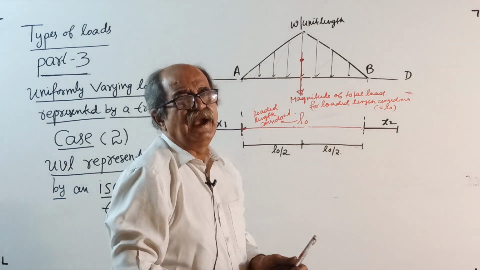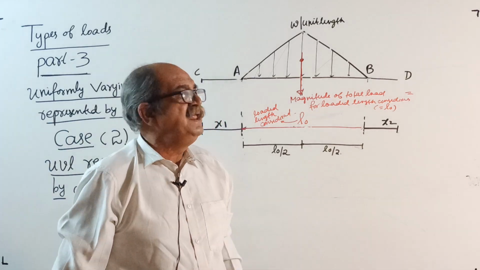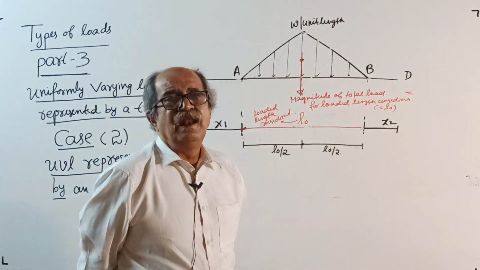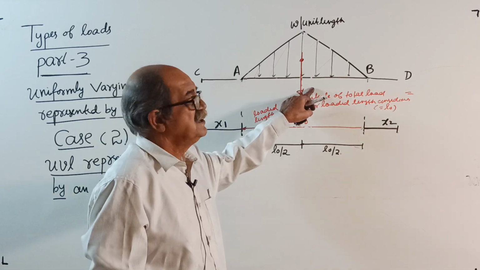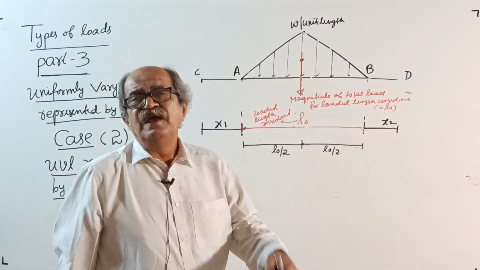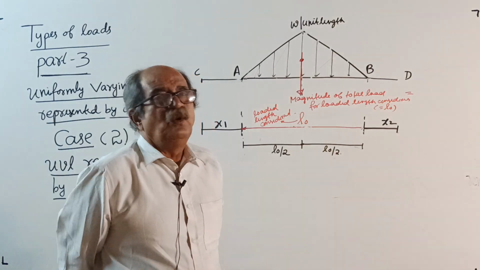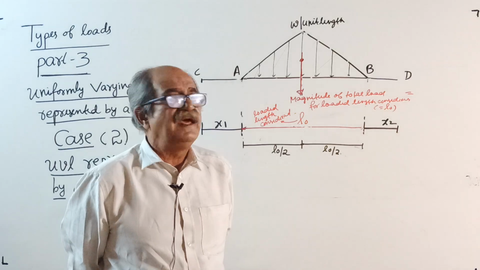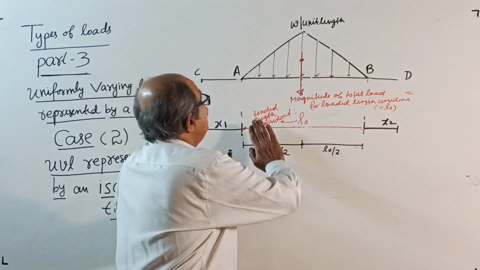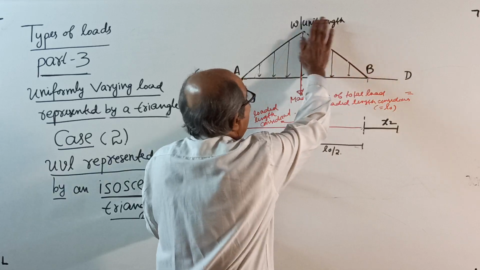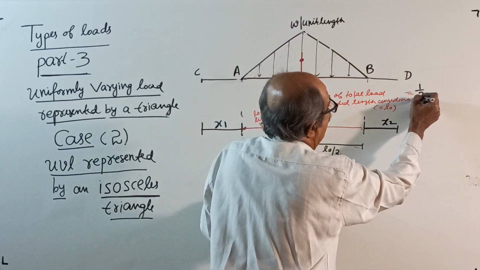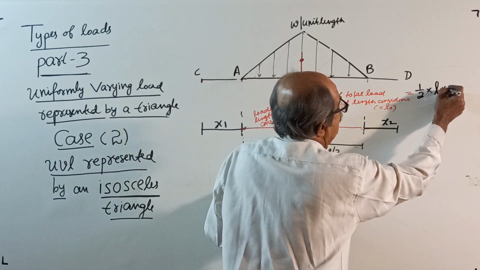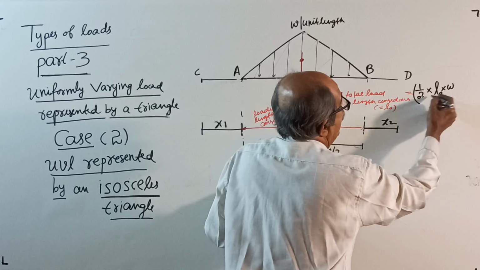I told repeatedly from the beginning, uniformly varying load, whether you represent it by a triangle or trapezium, right angle triangle, isosceles triangle or triangle in general, or any type of load, even parabolic load, trigonometric function load, whatever it is, the total load is given by the area of the load diagram. Full area equals half into full L0 into W, in brackets.